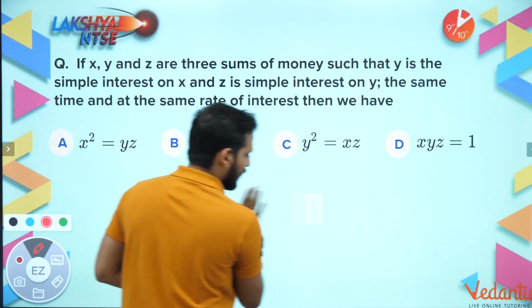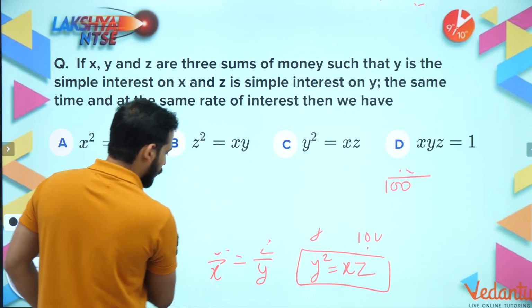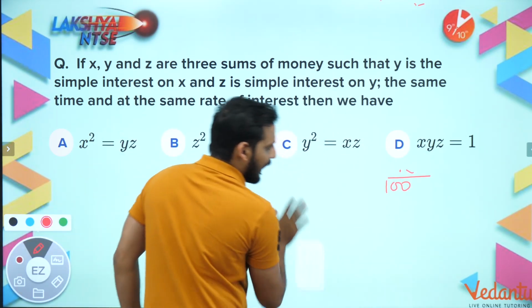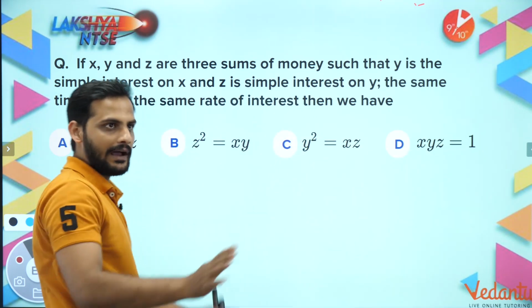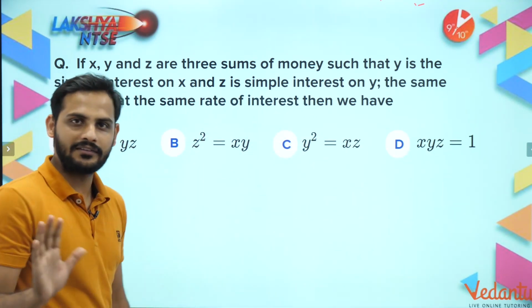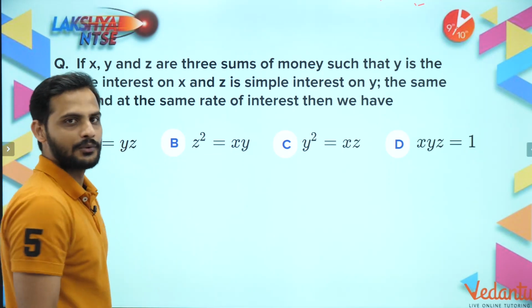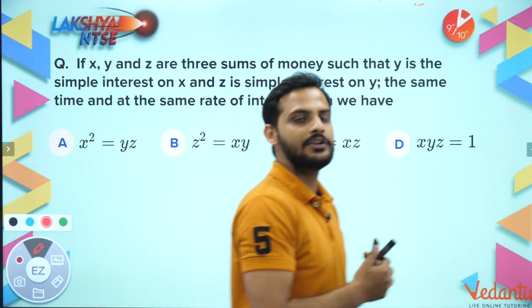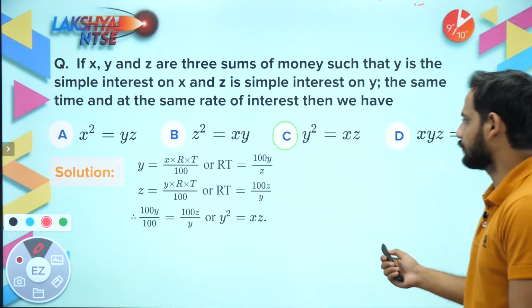That is the main benefit of an objective paper, that the answer is written in front of you. Out of these four options, one is the answer, right? So try to utilize the options. Understood? Chalo, let's move to the next question.